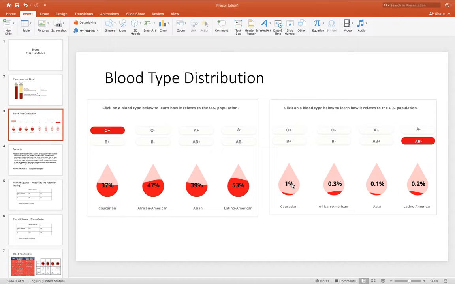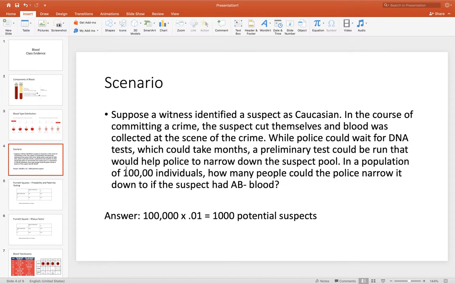So in terms of Caucasians, it's at 1%, so that if you have a population of 100,000 individuals, you could just simply take that 100,000, multiply it by that percent, which is going to be 0.01, which is equal to 1%, and that's going to give you 1,000 potential suspects. Now, that's not going to give you the actual suspect themselves. However, it narrows it down to a number that's much, much smaller than 990,000 individuals. So you can use it as class evidence, and it is powerful in the sense of being able to narrow down the suspect pool.